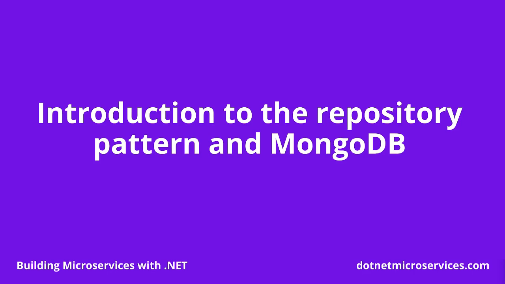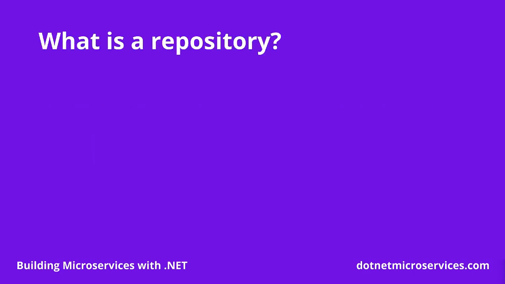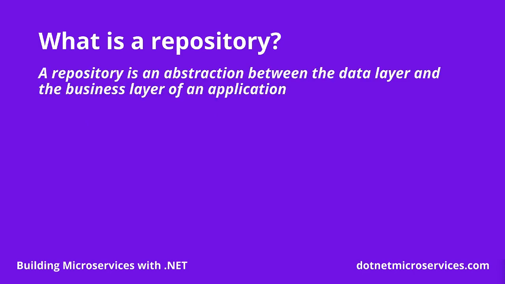In this lesson, we will learn about the repository pattern and how to implement a repository to manage the catalog service items in a MongoDB database. So, what is a repository? A repository is an abstraction between the data layer and the business layer of an application. To understand why you may want to use a repository, let's say that today we have the application logic of our service talking directly to our MongoDB database.